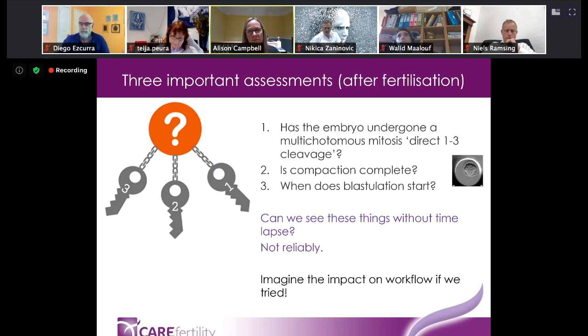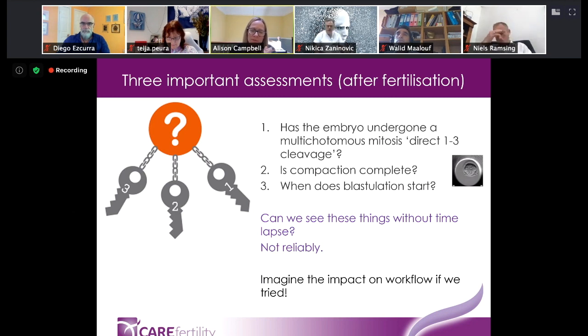But we have very little chance of spotting this without time-lapse. The next one I think is compaction, the morula. I think that has lots of secrets to hide, and an assessment of the morula can be really useful. And it's quite simply whether that compaction is complete or not. And again, without time-lapse, we have very little hope of assessing that with any great confidence and precision.